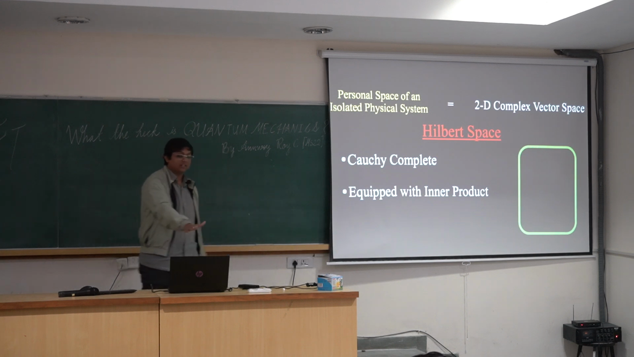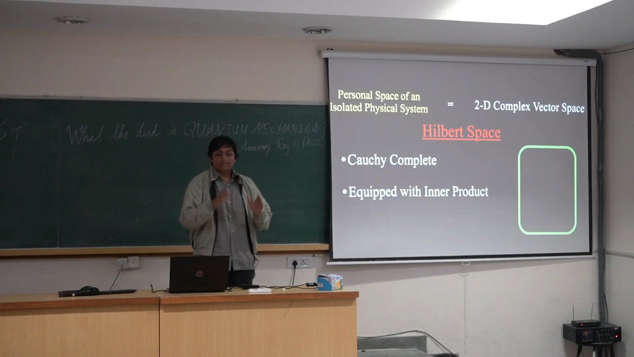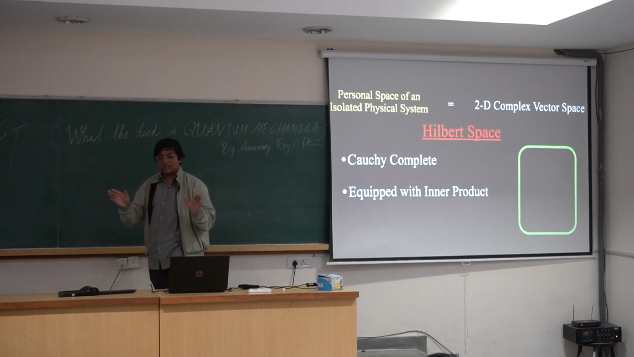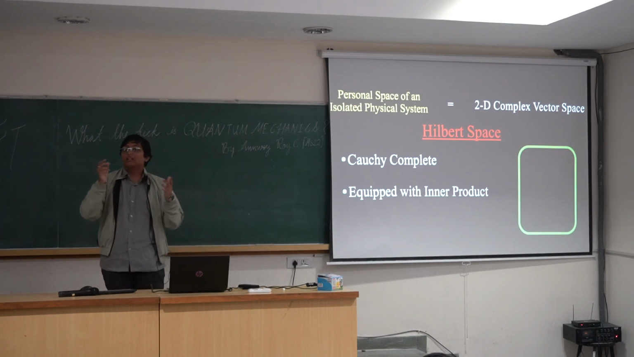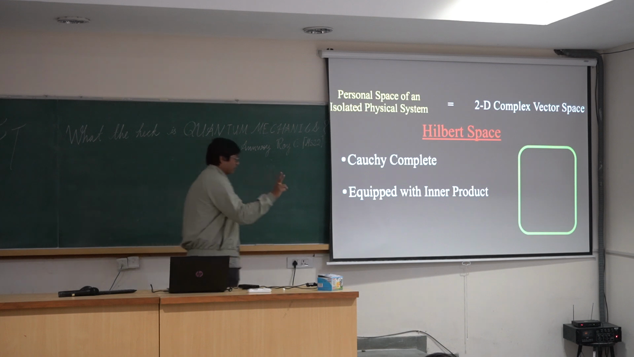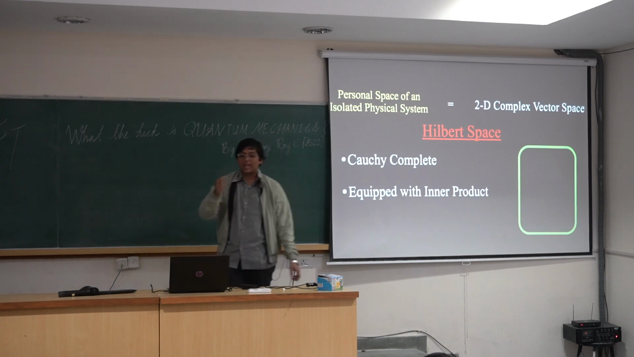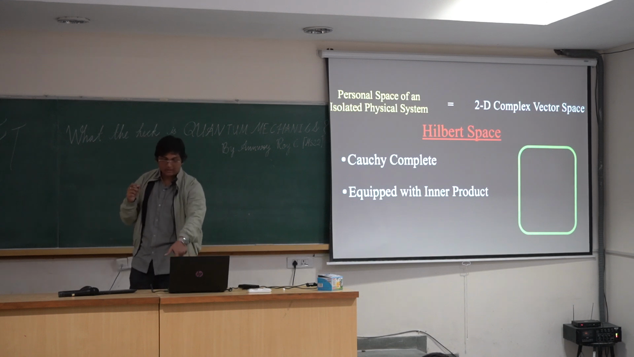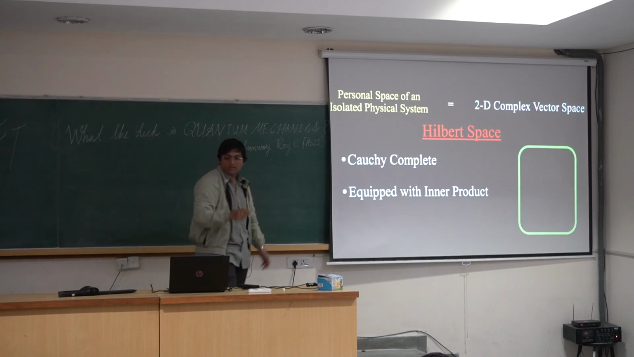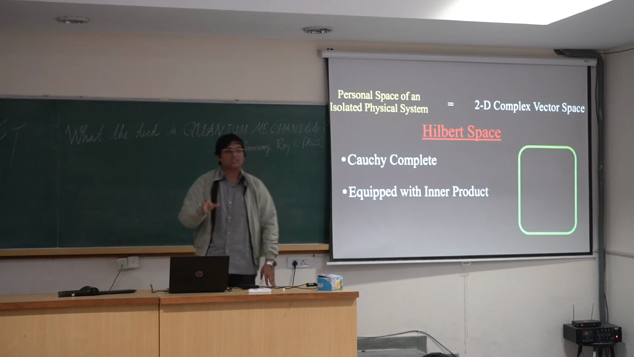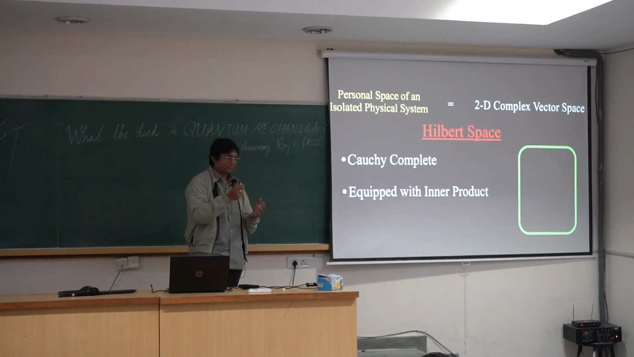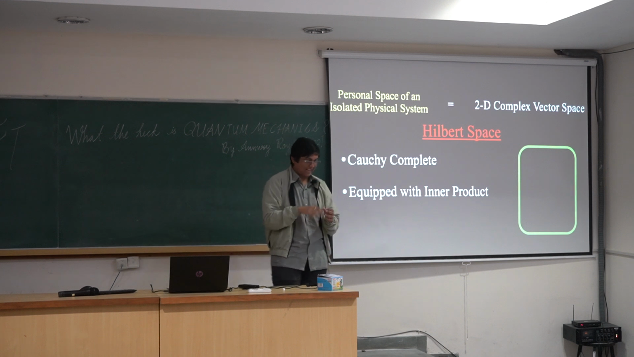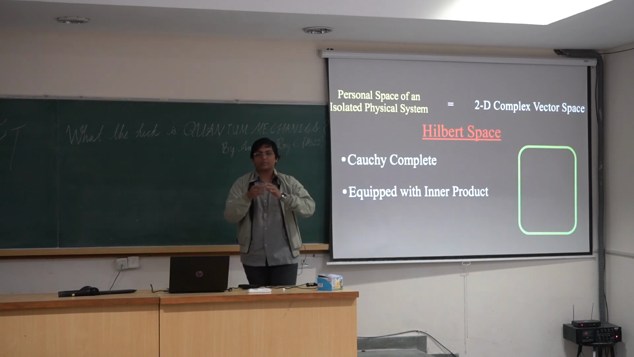And there are other advantages of taking a complex vector space. So this is just a vector space, and this is called a Hilbert space. There are essentially 2 properties of a Hilbert space: it is Cauchy complete, and it is equipped with an inner product. There's a boundary that you can see, that means a box. Now what does this box represent? It represents Cauchy completeness.